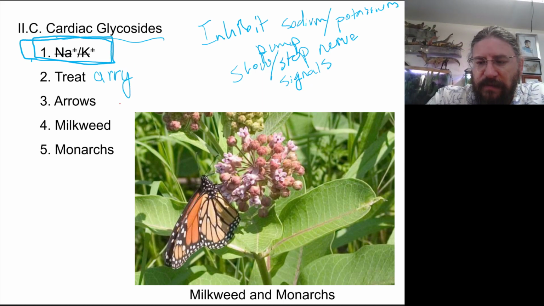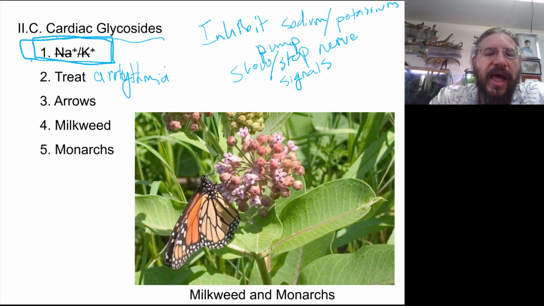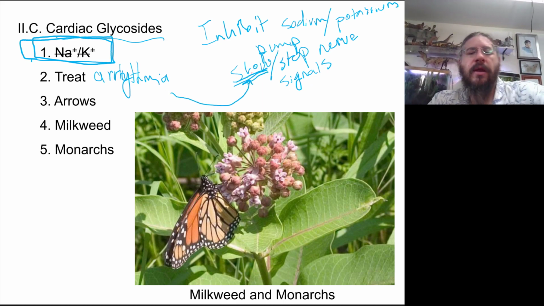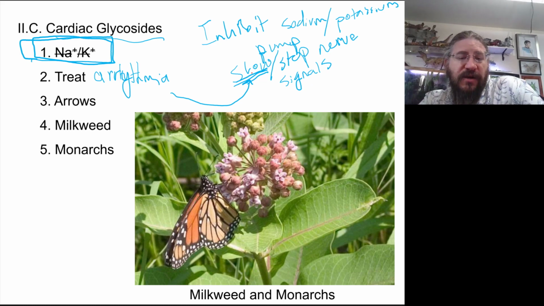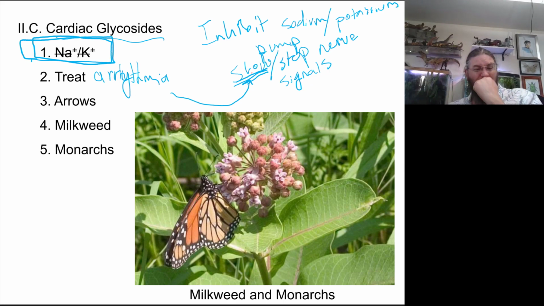I hate the word rhythm. By slowing those nerve signals, you don't give someone enough cardiac glycosides to kill them. That's sort of against the plan of treating their arrhythmia. I mean, it will stop their arrhythmia, but I think the idea was to not kill them. So there you go. All right.